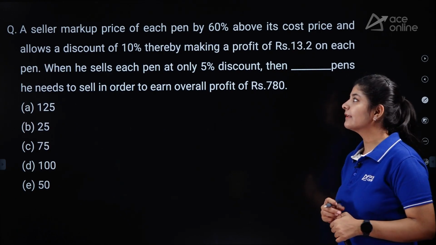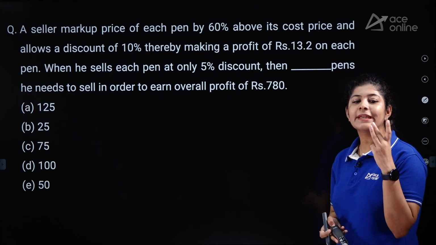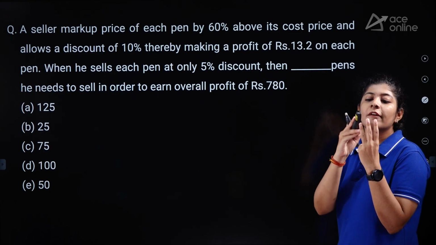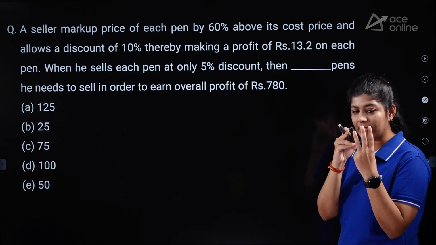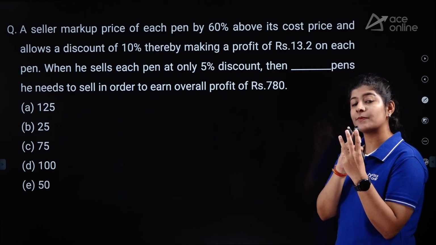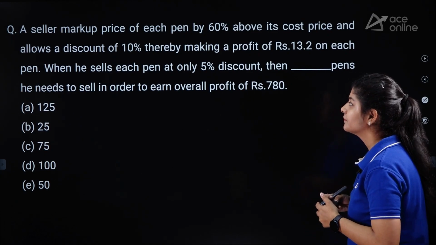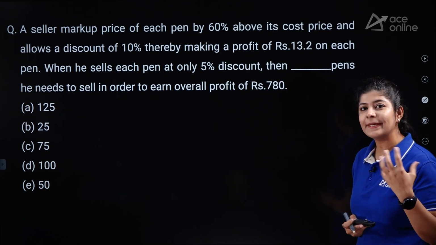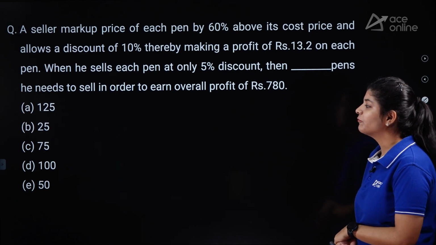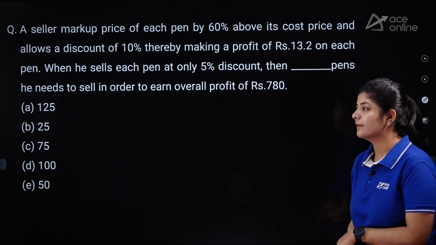So basically, this is a question from the concept of profit and loss. Here you have to deal with three entities: cost price, selling price and the MRP. We always give our discount on the MRP and we always count our profit or loss on the cost price unless something else is specifically mentioned in the question. So just try to understand the question and accordingly find out the number of pens that he needs to sell to earn a profit of rupees 780.